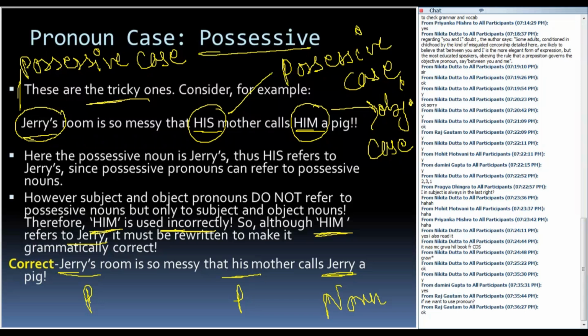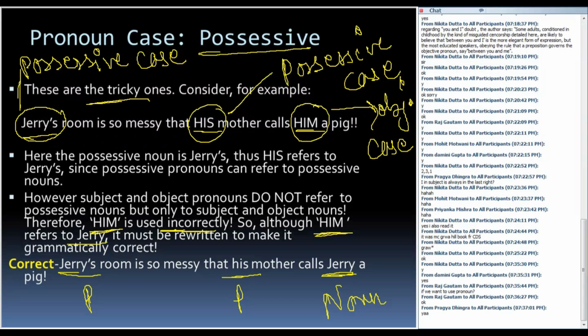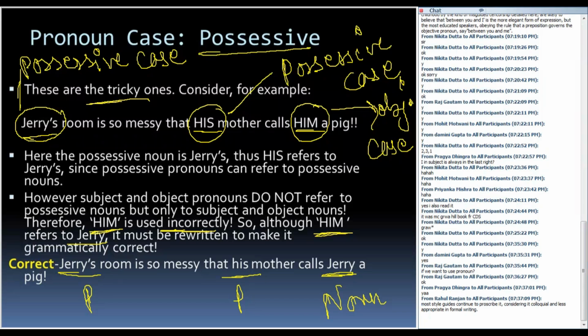Okay. Now, Pragya, you had sent me an article. I was just going through that article, and if you read the full article, it's here. Just read this portion also. This portion towards the end of that article, it's written that most style guides will prescribe it. It will prescribe it means it is considered wrong, and it is considered less appropriate in formal writing, even though some people want to use it, but actually it is wrong. It is considered wrong.